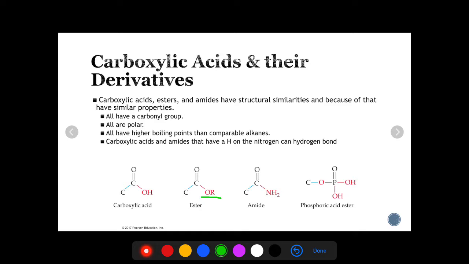Carboxylic acids have a hydrogen attached to the oxygen, and amides have a hydrogen attached to the nitrogen. So they are able to hydrogen bond among themselves. For amides, only if there's a hydrogen on the nitrogen can that happen. If we have N with two R groups, then that wouldn't be able to take place. And we'll talk about phosphoric acid esters later in the chapter.